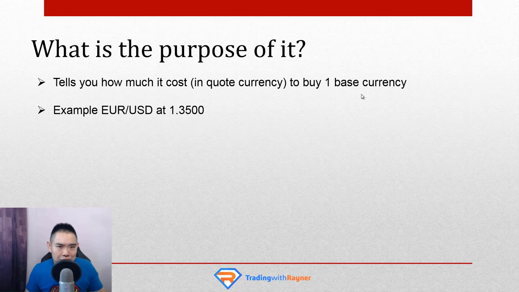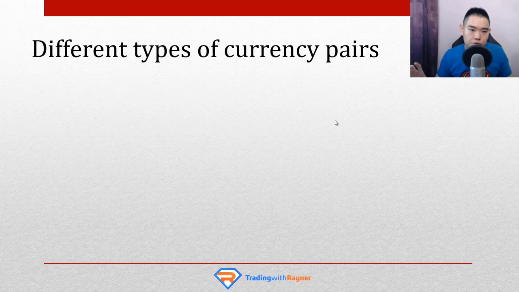If you don't understand this, just rewind this video and I'm pretty sure you'll get it. So when you're trading currencies, there are different types of currency pairs, and I'll explain the three different types that you'll encounter. Number one is what we call the major currency pairs. Number two, we have cross currency pairs. And number three, exotic currency pairs.